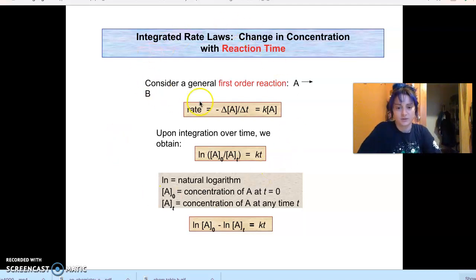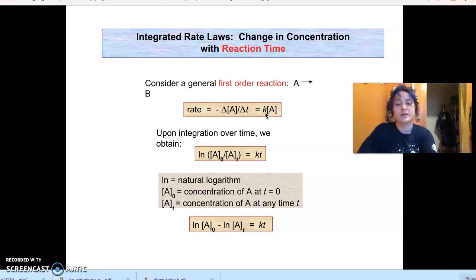Let's start with first order. As we just saw, for a first order reaction, generally the rate is equal to the rate constant times the concentration of a reactant. Integration is a calculus function, so it's the opposite of taking the derivative. It's not something that you're expected to know for this class. So when we're going through these integrals, I just want you to take my word for it, and that's really all you need to know.